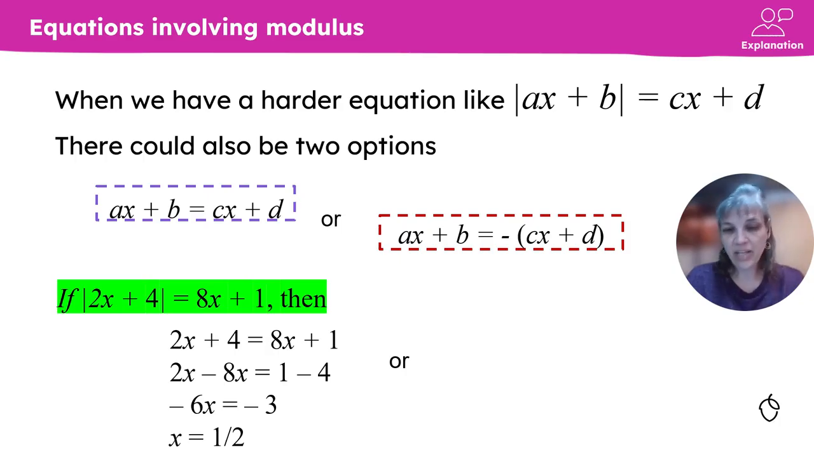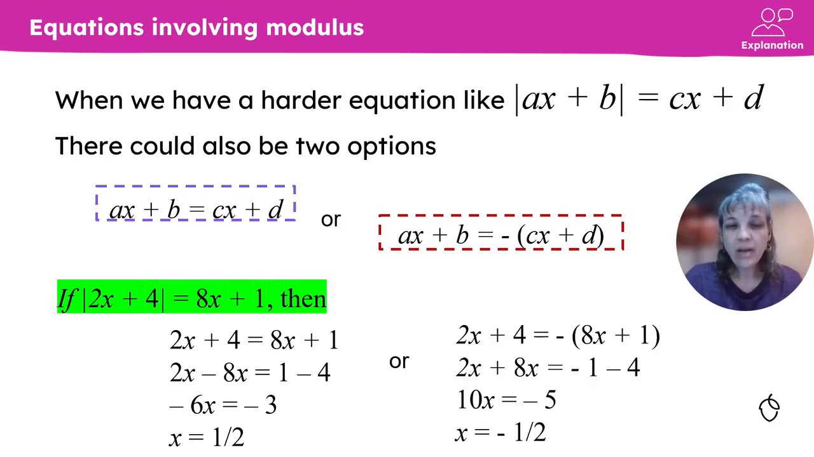So you say that it could equal this, the positive, or 2x plus 4 equals negative 8x plus 1. Remember to put the whole thing in brackets, and that negative affects both terms. So it becomes negative 8x, negative 1. I've moved the 8x over to the left-hand side. When you get together those x's, you get 10x, and you end up with 10x equals minus 5. So x could be minus 1/2. So we have x could be half, or it could be minus 1/2.